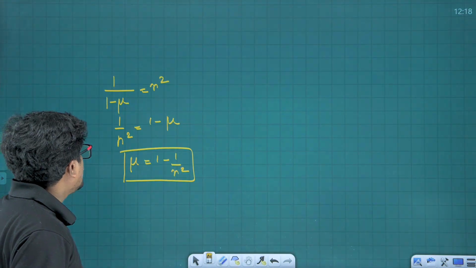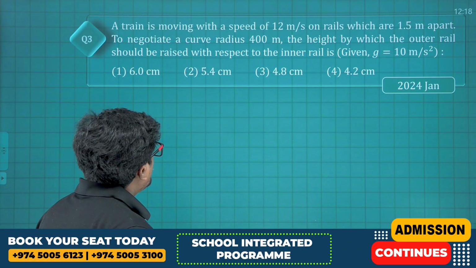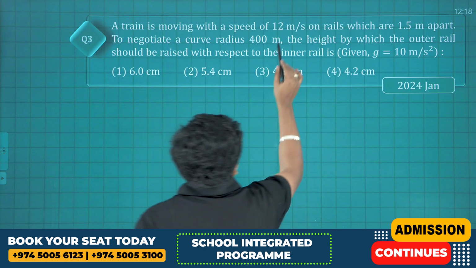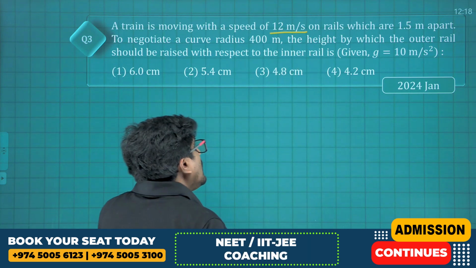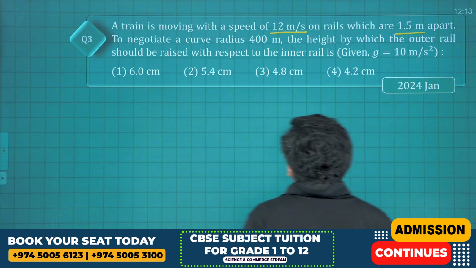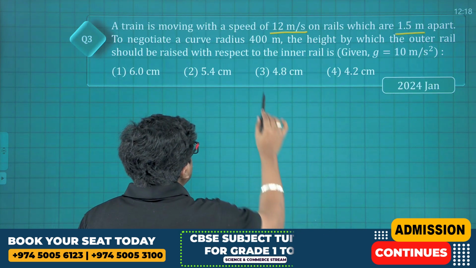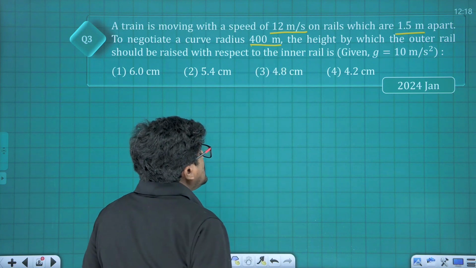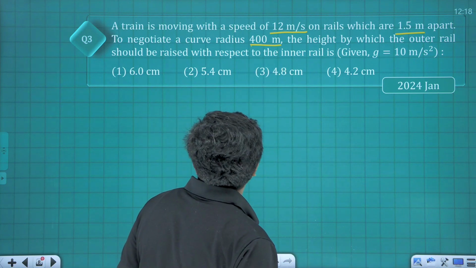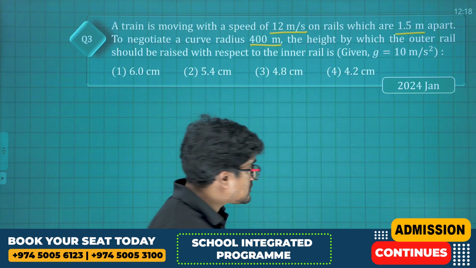Now let's move to the next, that is question number 3. Question 3 says, a train is moving with a speed of 12 meter per second on rail which are 1.5 meter apart. To negotiate a curve of radius 400 meter, the height by which the outer rail should be raised with respect to the inner rail is.